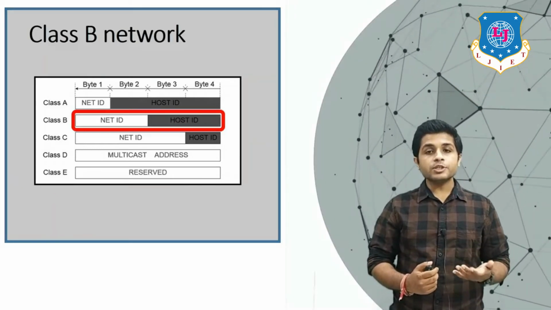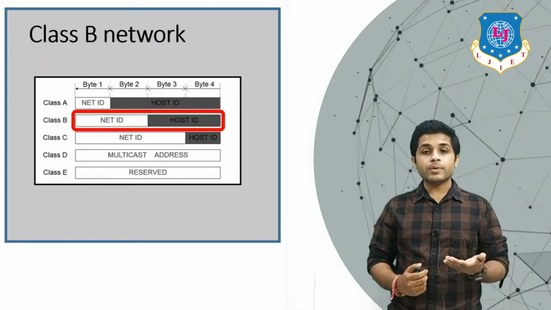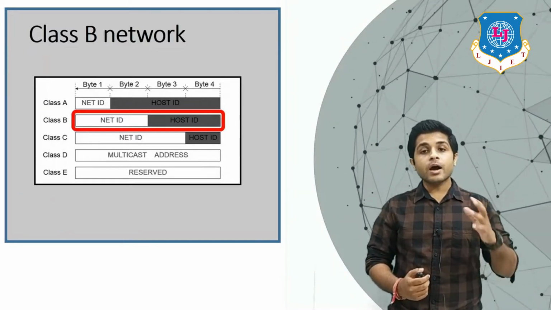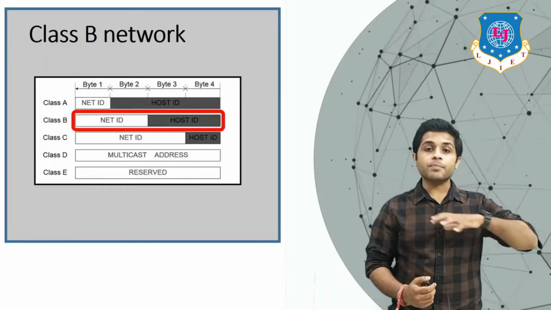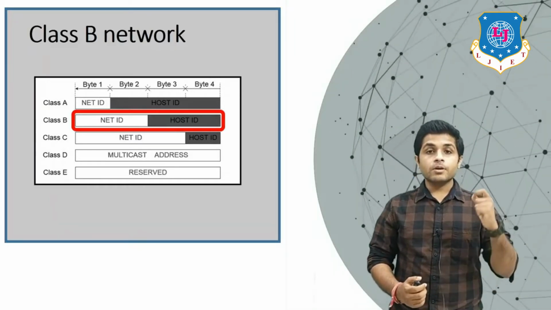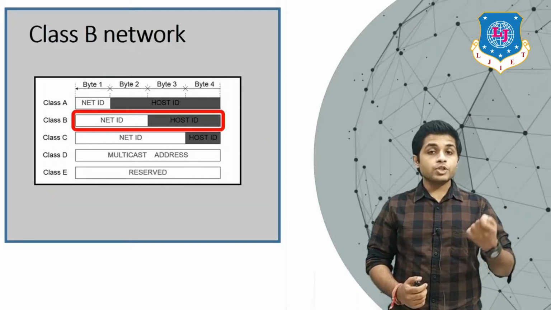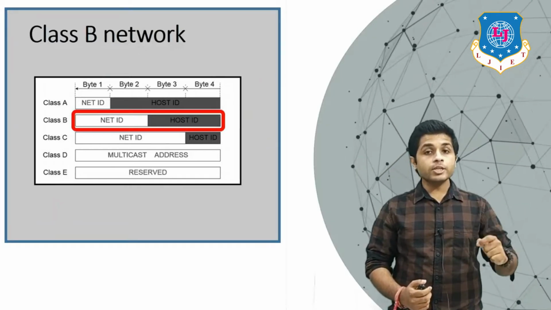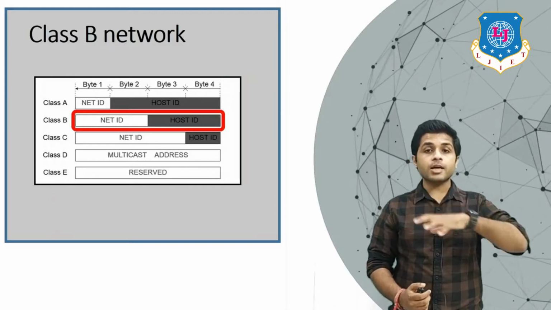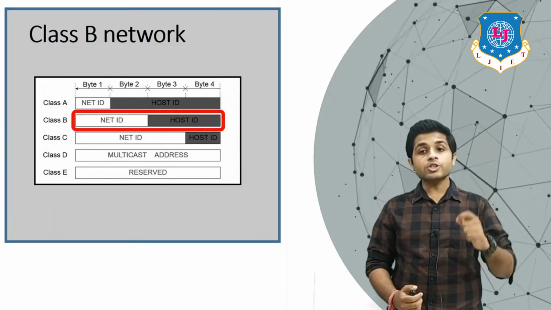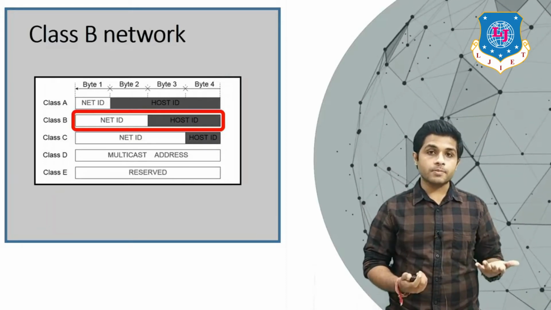So what information do you get from the length of the network ID and the host ID? From the network ID, you will know how many individual networks are possible. The size of the network ID is 16 bits, so in class B, 2 raised to 16 individual networks are possible. And in one network, 2 raised to 16 hosts are possible.